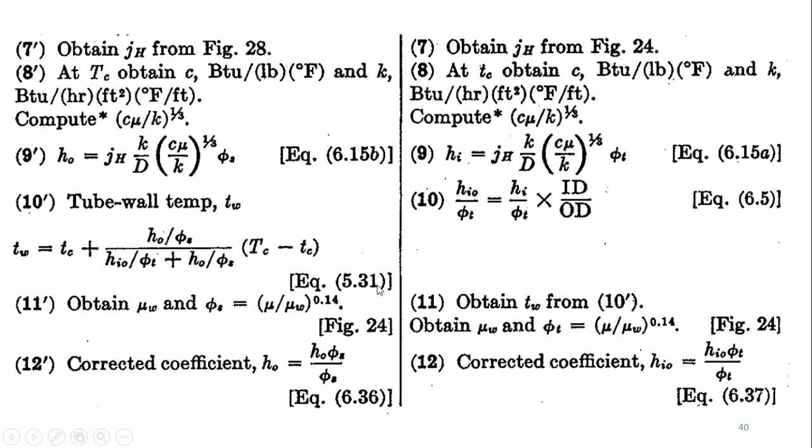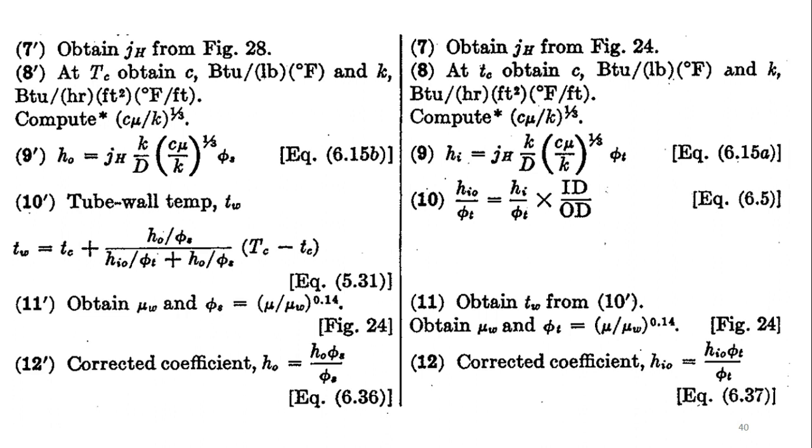And then there will be some determination of the tube wall temperature, and this particular expression will be given. I will explain it in the design problem, so that you know how you will use it. And then you will have to determine this ratio, this phi s, which is the viscosity correction factor.